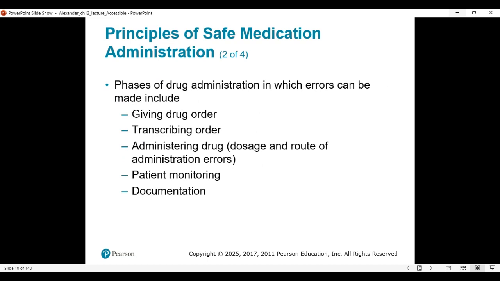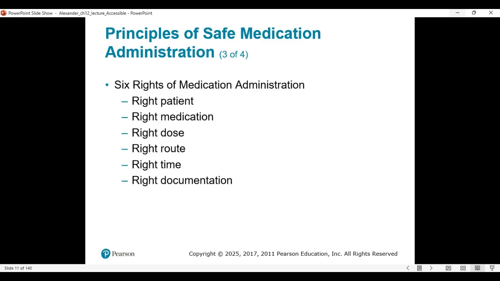When can drug errors occur, or what are the phases of drug administration in which errors can occur? It's given an order or drug order, transcribing that order, when we actually administer the drug by either the wrong dosage or the wrong route, patient monitoring and documentation. So we have to do the ethical thing, even if we know a drug error happened. We have to report that.